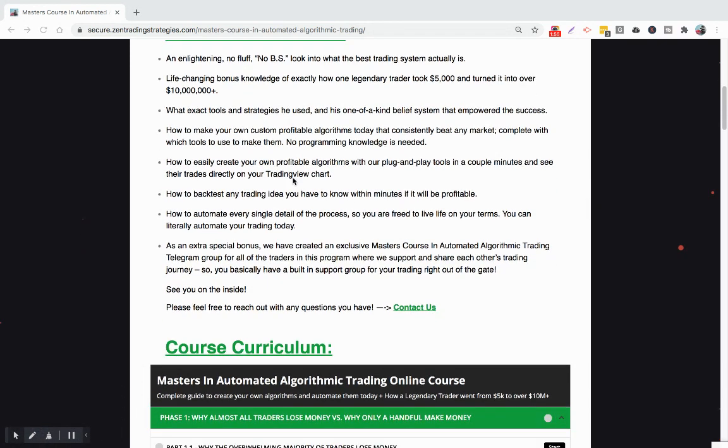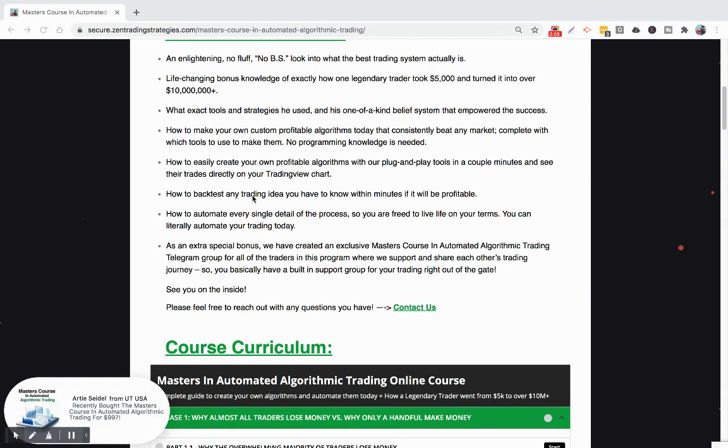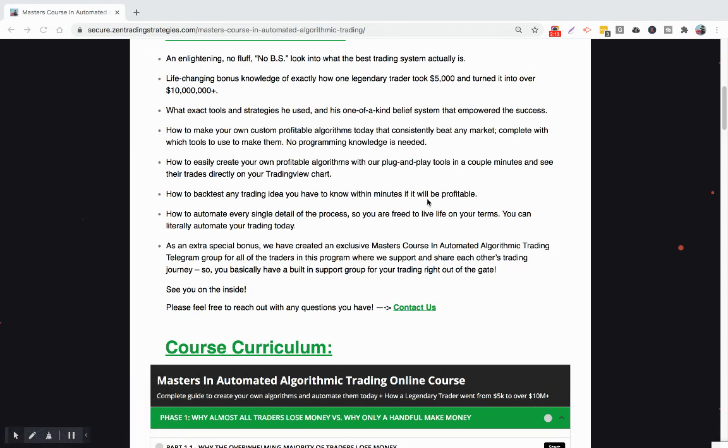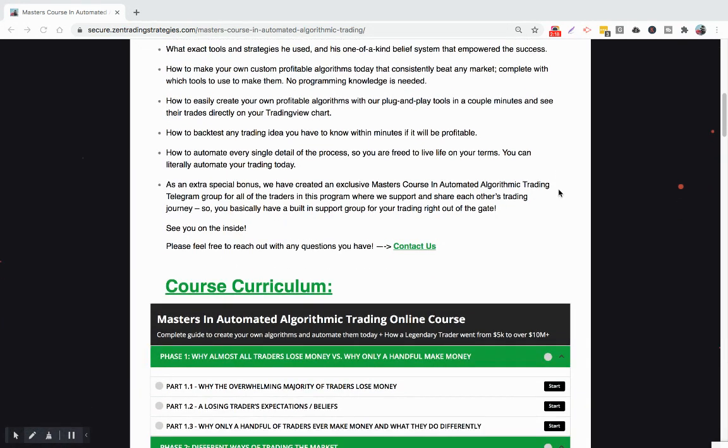We'll also focus on how to easily create your own profitable algorithms, and we have plug-and-play tools that you can do that with in a couple minutes, and you can see all your trades directly on your TradingView chart. You'll also learn how to backtest any trading idea you have, and this will allow you to know within minutes if it's going to be profitable and also to manage your risk. You'll learn how to automate every single detail of the process so you're free to live life on your terms.